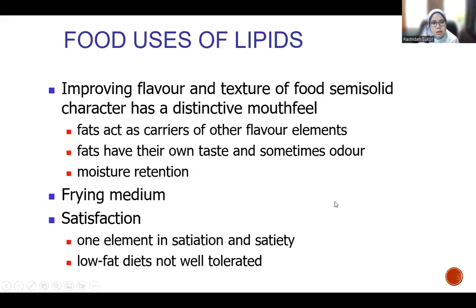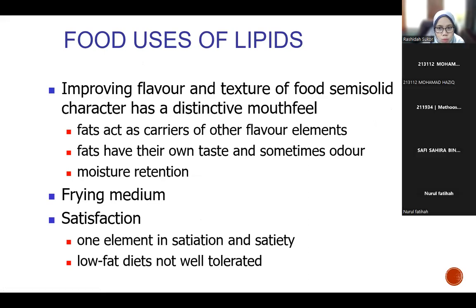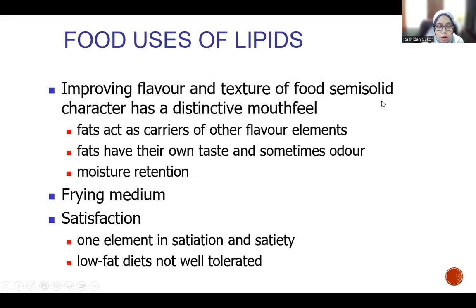Okay, food uses of lipids. One is to improve flavor and texture. Like I mentioned, fat can contribute to the flavor and texture of food. Its semi-solid character gives a distinctive mouthfeel. Fats can also act as a carrier of other flavor elements. So as part of giving flavor itself, fat can also act as a carrier of other flavors.